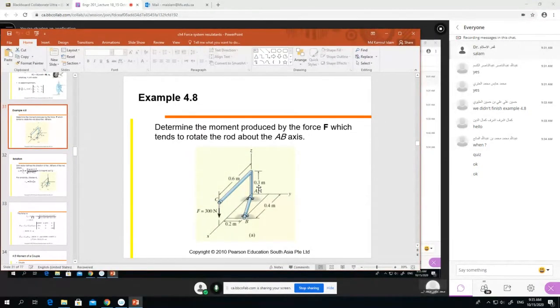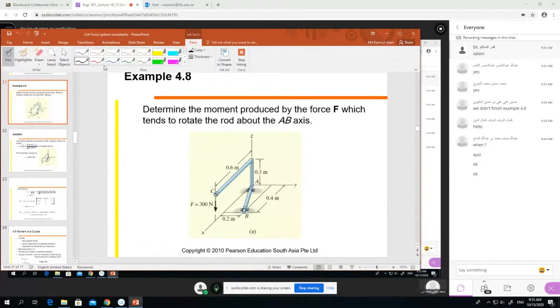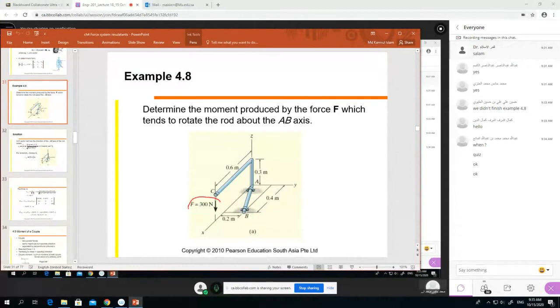We finished example 4.8 last class. First, tell me the easiest way: how can you find the vector of this force? Can someone tell me? F is given here as a scalar.